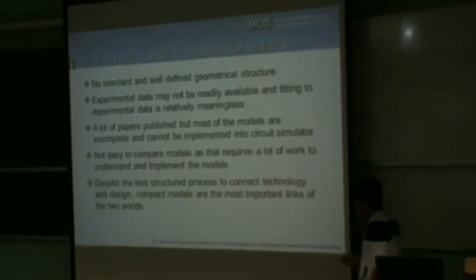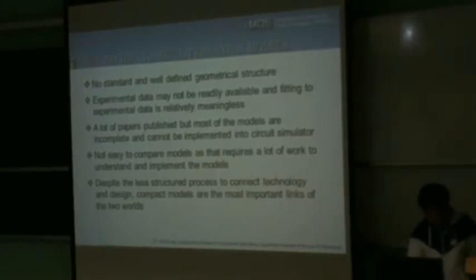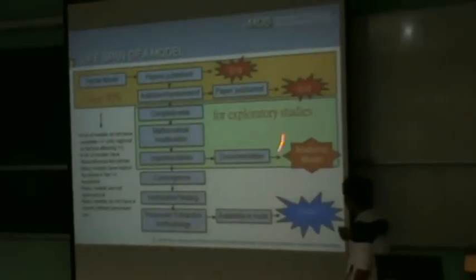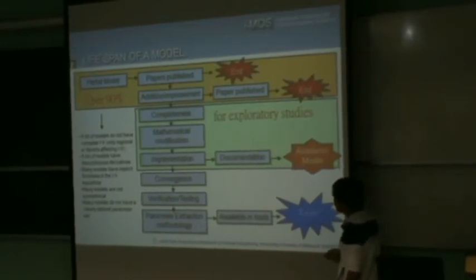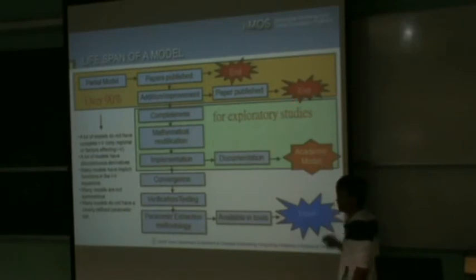Now, despite the less structured process to connect technology and design, compact models still remain the most important link between the two worlds. Because of this, we look at the lifespan of a compact model. Sometimes people develop a partial model, then publish a paper, and it's the end of the story. Nothing comes out. Some people further refine the model and publish another paper, then another end of the story. And then people forget about this.